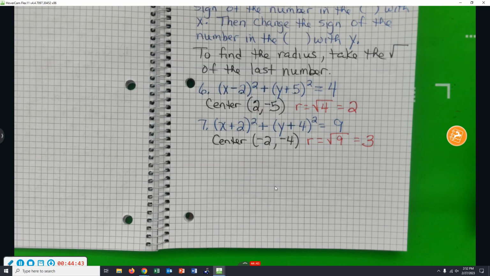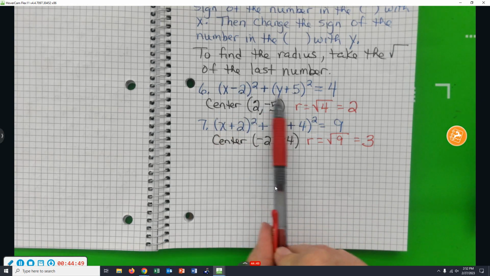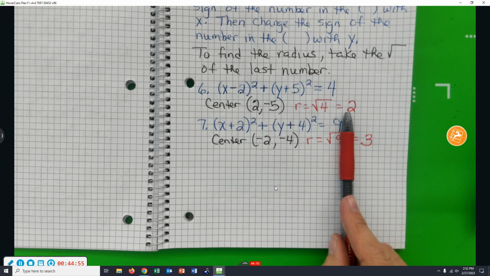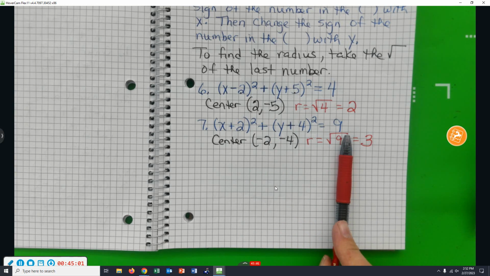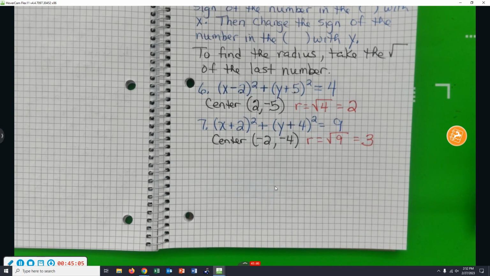And I sort of coerce you into agreeing with my statement that if you have the equation written like this with the parentheses, it's pretty easy to find the center and the radius. Okay? If it's written with the parentheses, like this, it's pretty easy to find the center and radius.